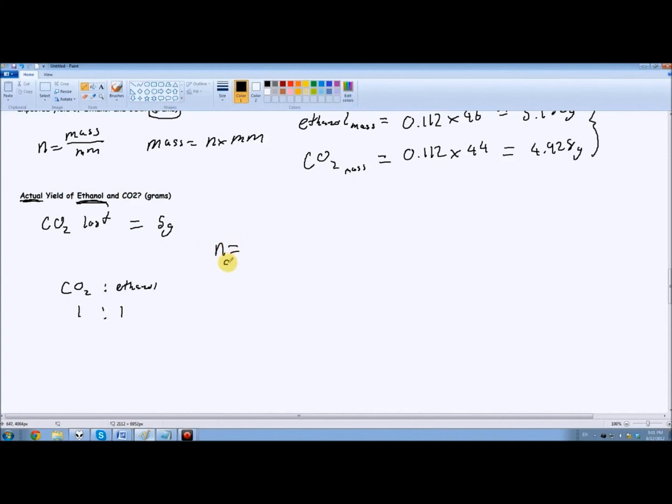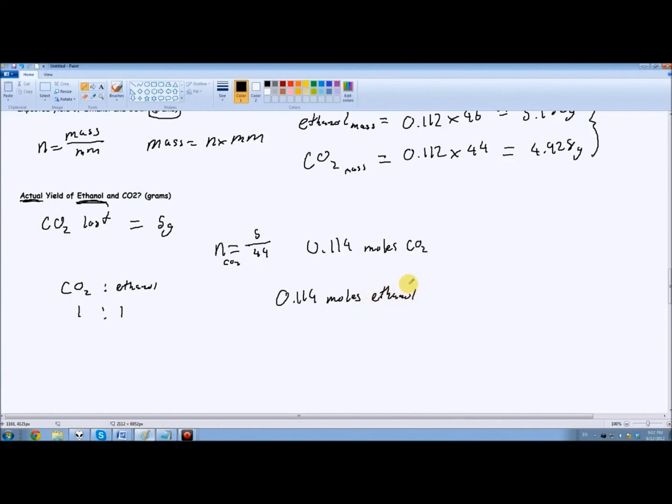So the number of moles of CO2 equals 5, so the mass, over the molar mass of CO2, which is 44. Now 5 divided by 44 equals 0.114. That is the number of moles of CO2 we actually produced. Okay, so moles of CO2. From here, we can see that CO2 and ethanol have the same amount of moles, so therefore there are 0.114 moles of ethanol.